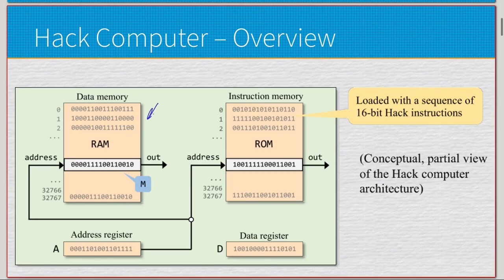So, control, computer overview. We have our RAM, we have a ROM. We have the address register, the data register, and the concept of the M register. So, recall the address register, look at these lines, dictates where we are in both RAM and ROM at all times. So if I load in 0, I'm at RAM and ROM 0. If I load in 12, I'm at RAM and ROM 12. So again, the address register dictates what RAM and ROM address is currently selected.